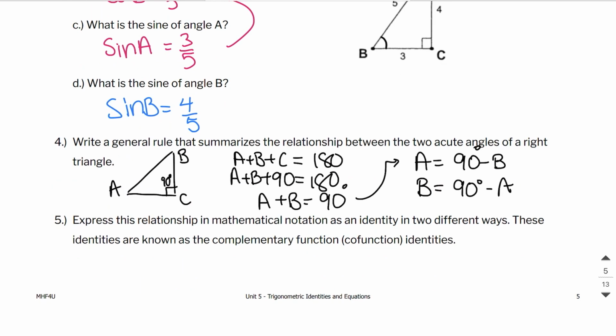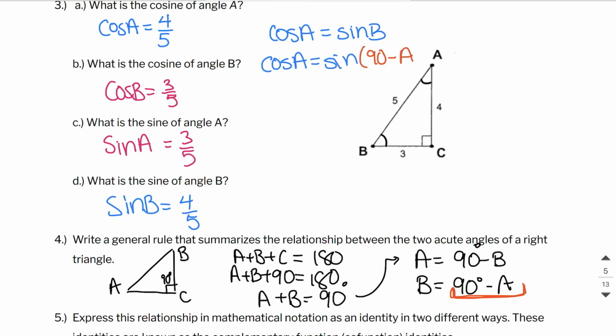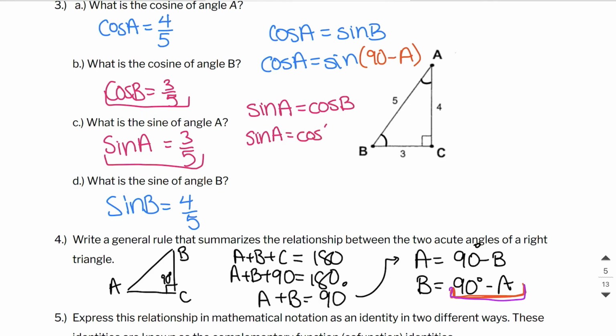So what does that tell me right here? If you notice right here, we know that the cosine of A is equal to the sine of B. But we can rewrite B as 90 minus A. So we can say that the cosine of A is equal to the sine of 90 minus A. And then if you look right here, we also know that the sine of A is equal to the cosine of B. But we can rewrite this B right here again as 90 minus A. So that means that the sine of A is equal to the cosine of 90 minus A.